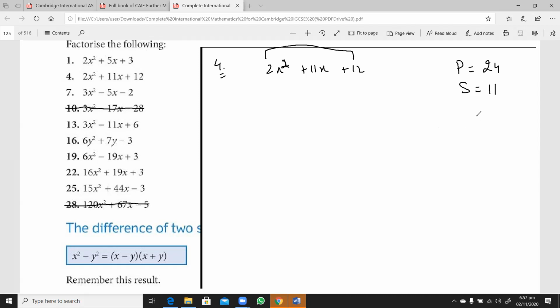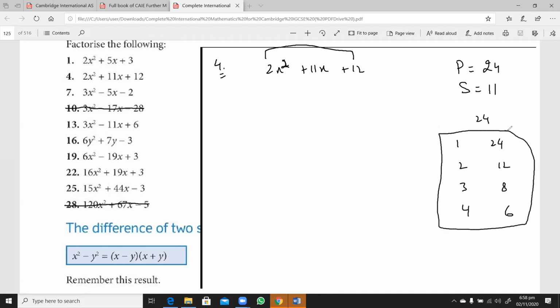Now this 24 is 1 times 24, 2 times 12, 3 times 8, 4 times 6. So these are the possible pairs. If you do your working like this, you have all those possibilities, then you can quickly see where the sum is 11. So you see that this is 3 and 8.